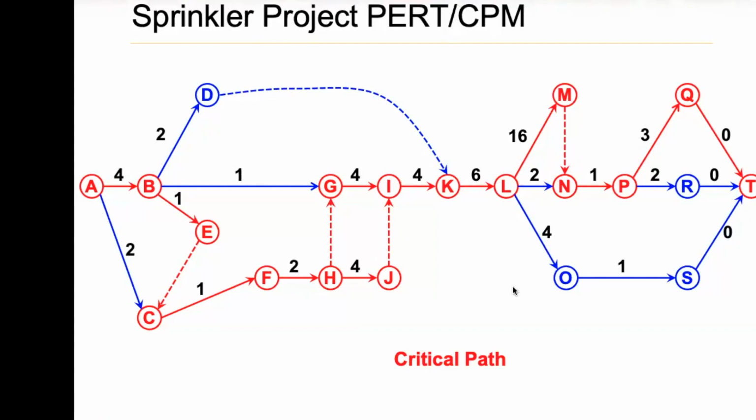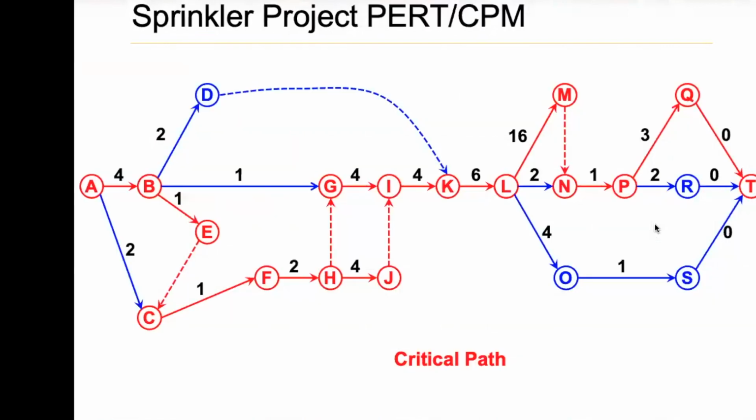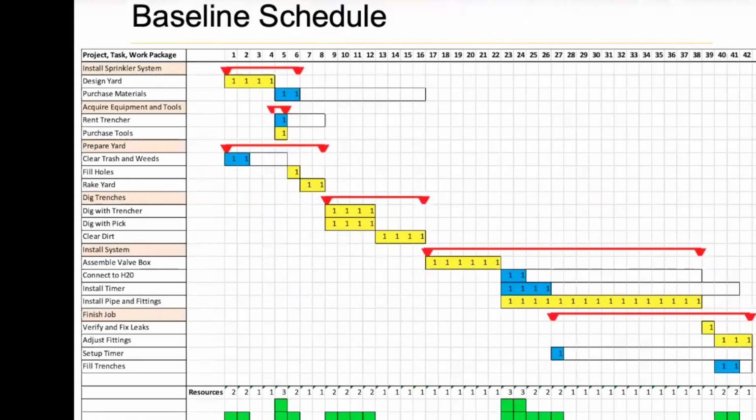So that's my resource leveling based on that PERT. That's what you need to do. So here's what it is. Designing the yard, 4 hours, right? And then purchasing the materials takes me 2 hours, but these empty boxes mean it's slack time, right? In this picture, it shows the slack time.